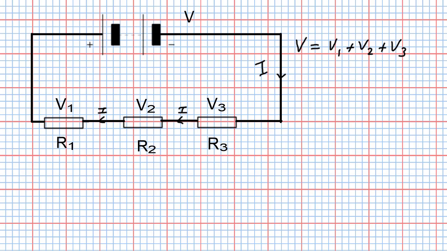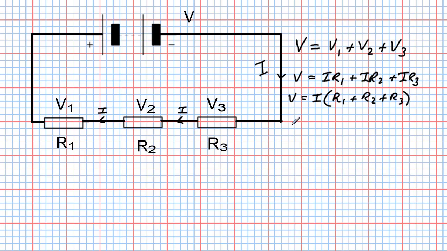But we also know that the current going through each resistor multiplied by the resistance is going to give us the value of the potential difference. So we know that V should be equal to current I times R1 plus current I times R2 plus current I times R3. Now we can take out a common factor here, and the common factor is the current I because it's the same in every part of the circuit. And we have V equals I into the bracket R1 plus R2 plus R3.